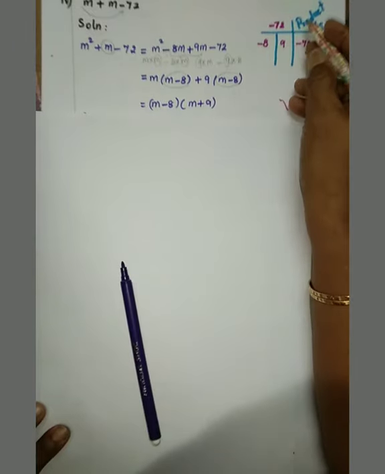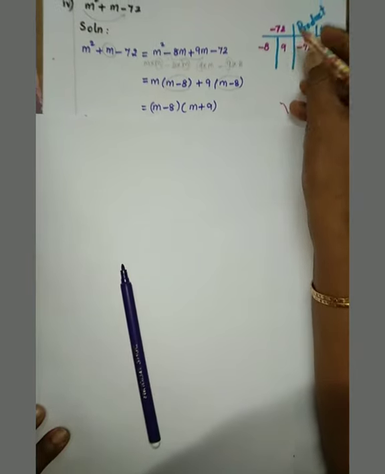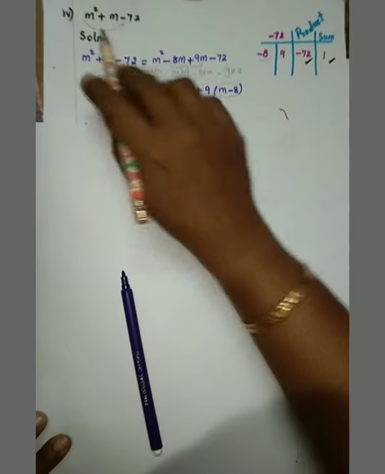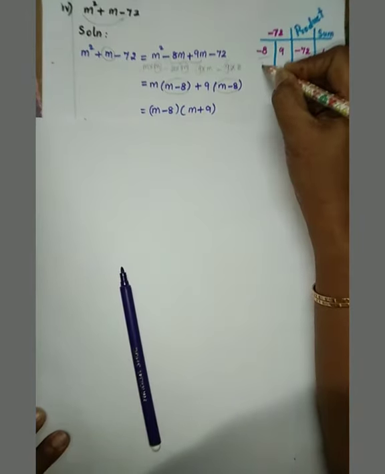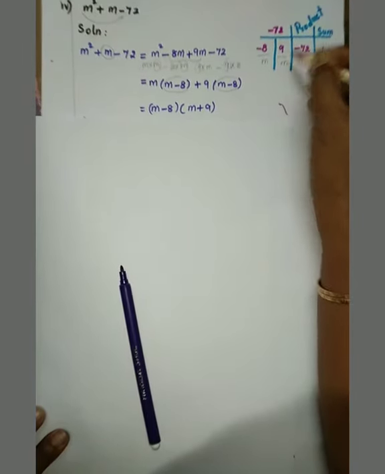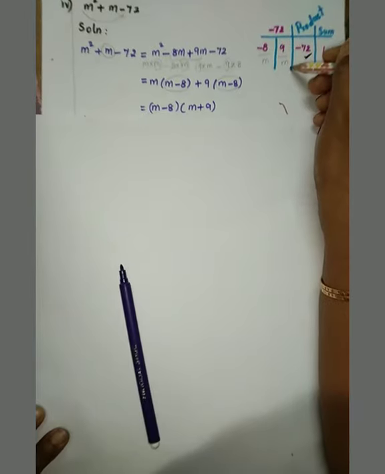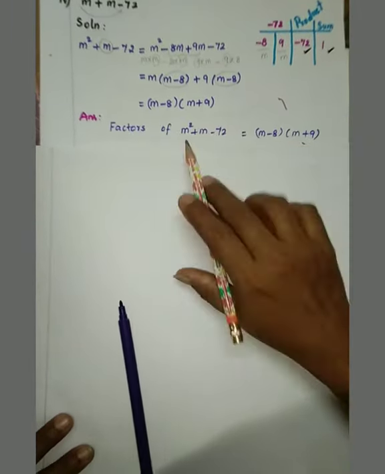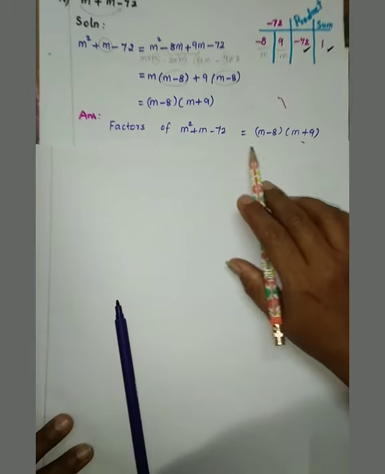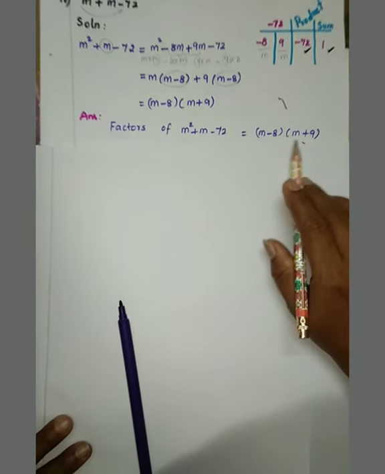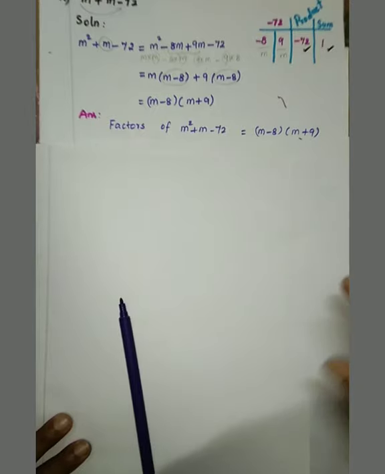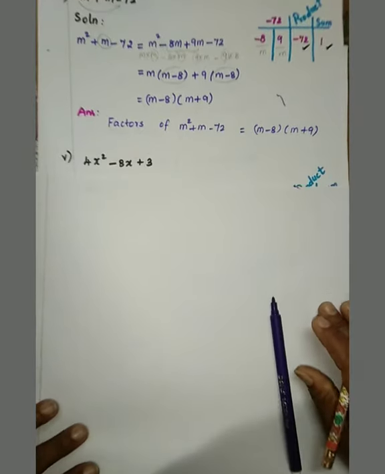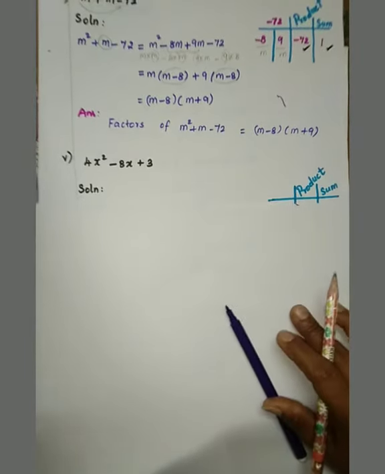Already I said that from the tree method also you can write directly. Here the variable is m, so you can write m at the bottom. So m minus 8 and m plus 9. Therefore, factors of m square plus m minus 72 equal m minus 8 into m plus 9. Then we'll start the next subdivision.